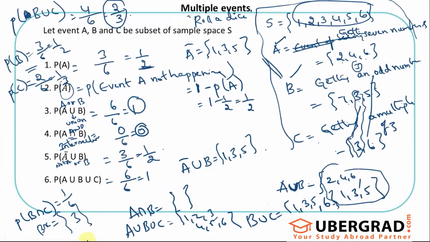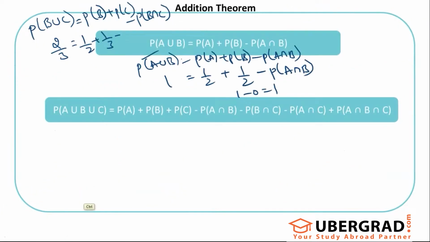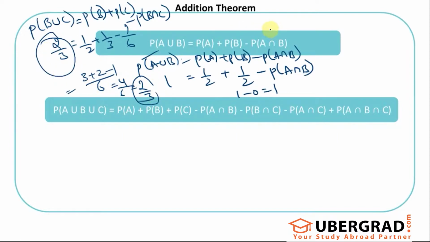intersection C. What is P of B intersection C? 1 by 6, right? So that is minus 1 by 6. So I will take the LCM as 6. So this will be 3 plus 2 minus 1, that is 4 by 6, that is 2 by 3, which is the P of B union C. Right? That's how you can apply this.